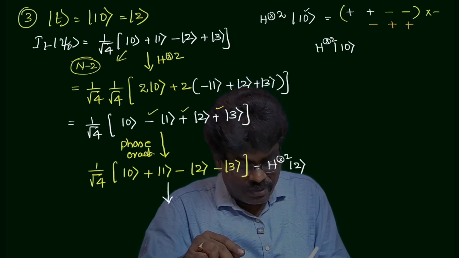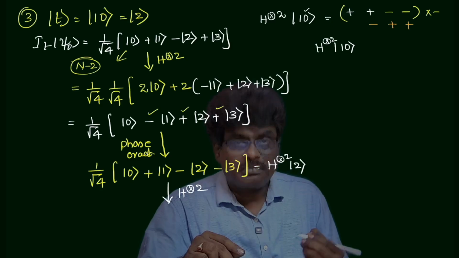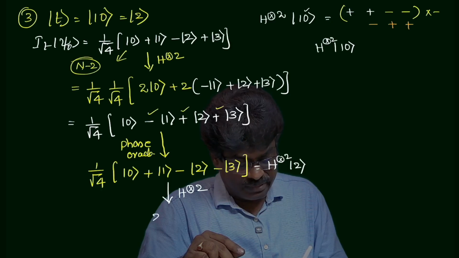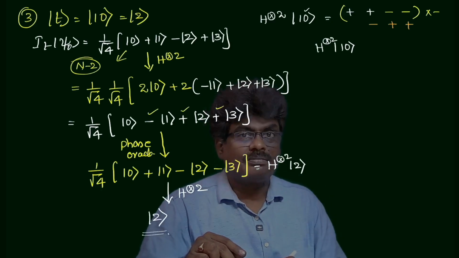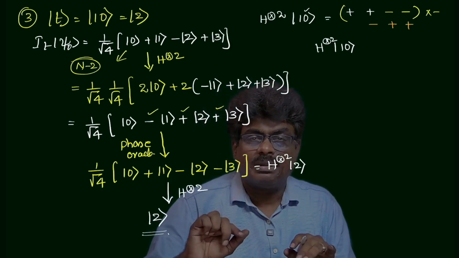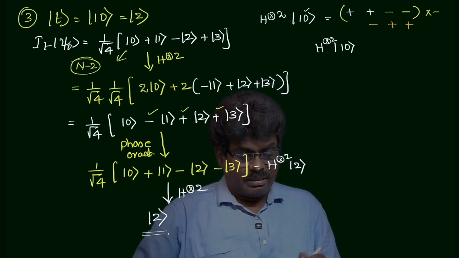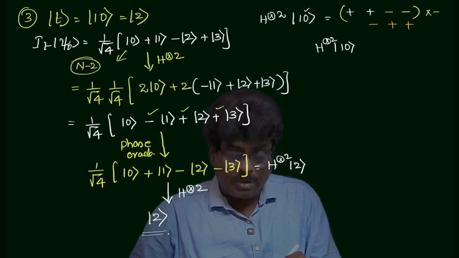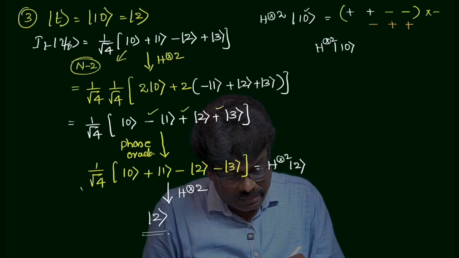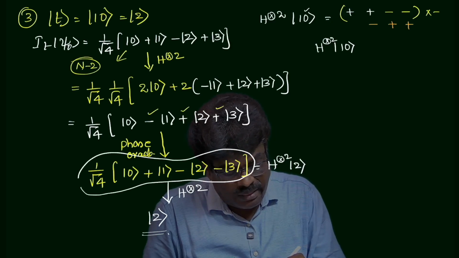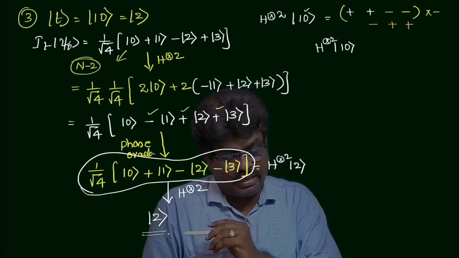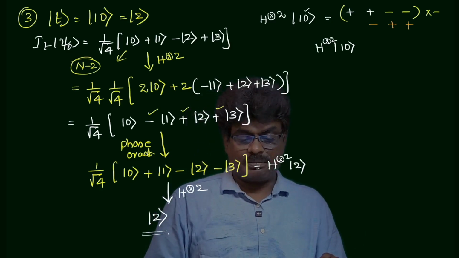And again one more Hadamard operation, H tensor 2, then this will become identity, and after that you will get 2. So this 1 over root 4 will go to the normalization factor. That means this 1 over root 4 is already included, because this entire thing is nothing but H tensor 2 operating on it. Please remember. That's it.